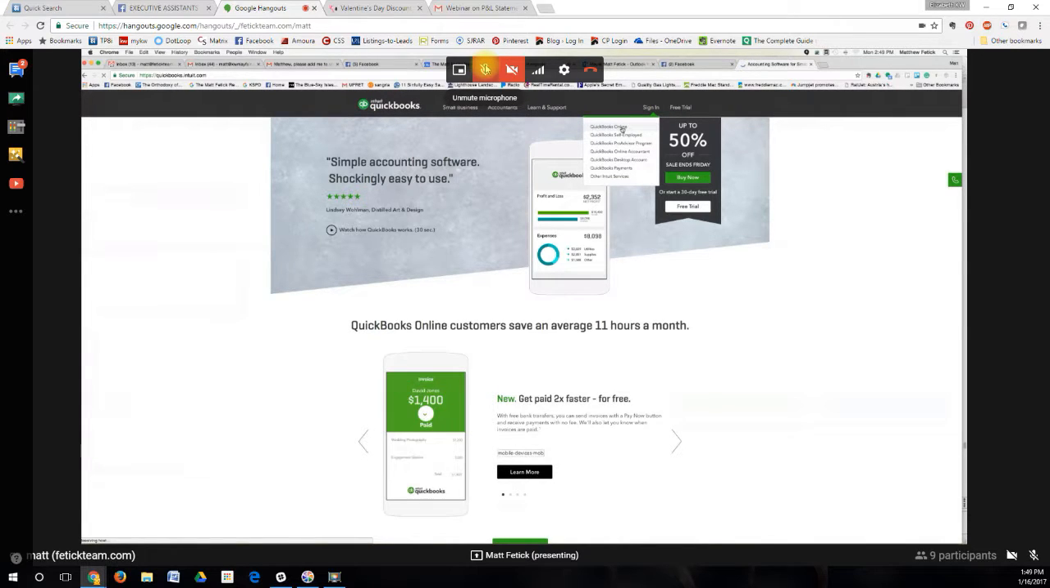We use QuickBooks Online, by the way, because everything's backed up to the cloud. It's a fixed cost per month. The software is always updated, right? We like it that way.